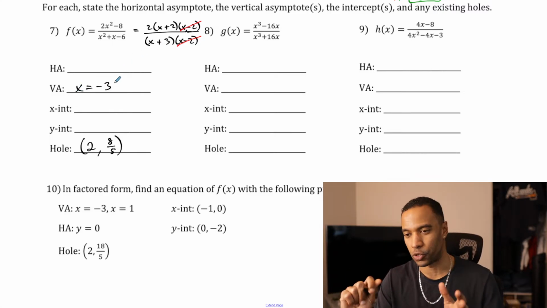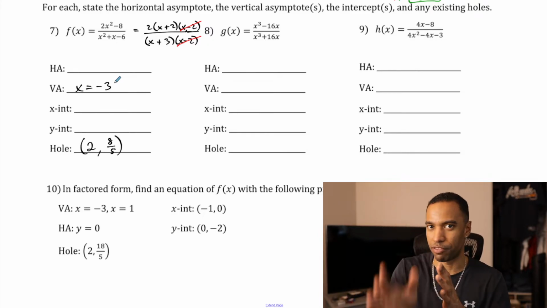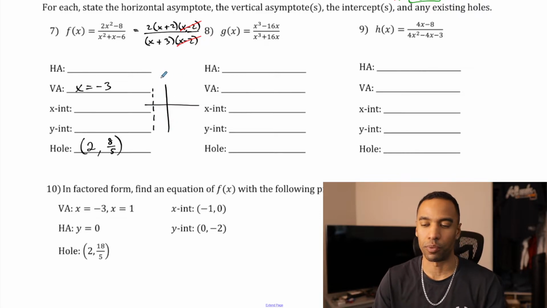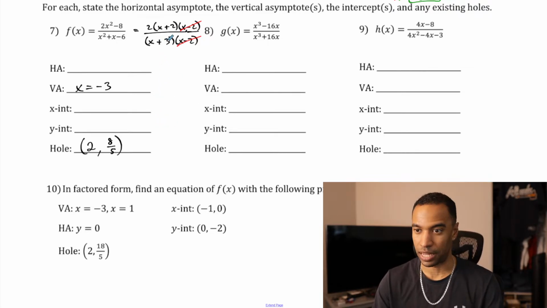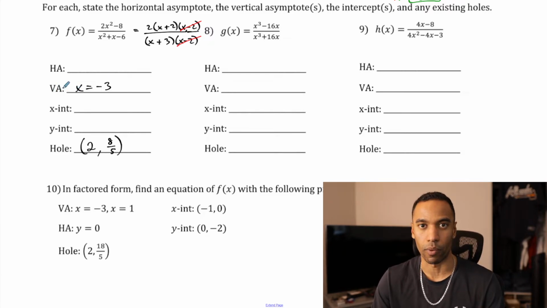Now, to remind you, we're writing x equals -3 because this is the equation of the vertical line in a graph. This is the equation of the vertical line that we're describing. X can't equal -3. It's not allowed. It's a domain restriction. X equals -3 is the equation of the vertical line. That's what they're asking us to write.